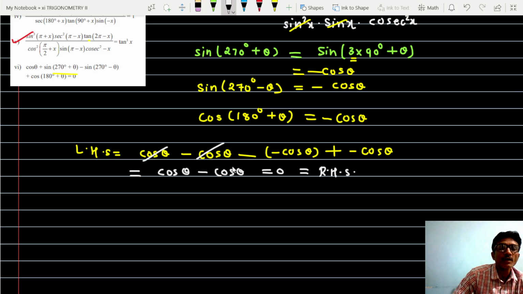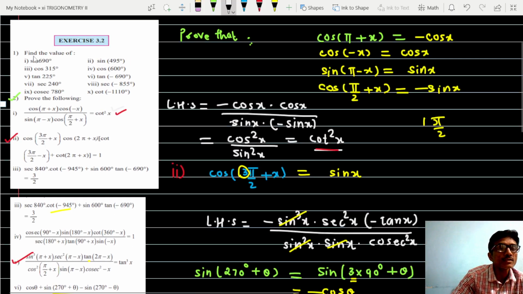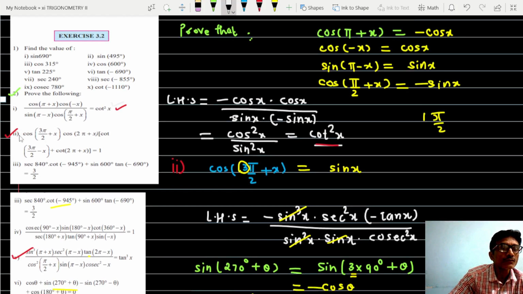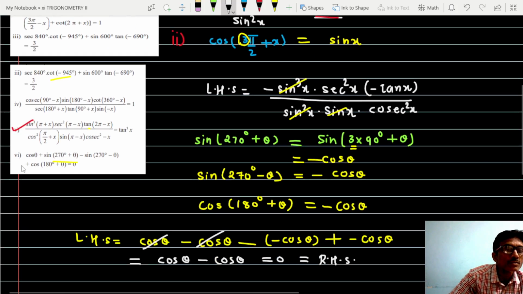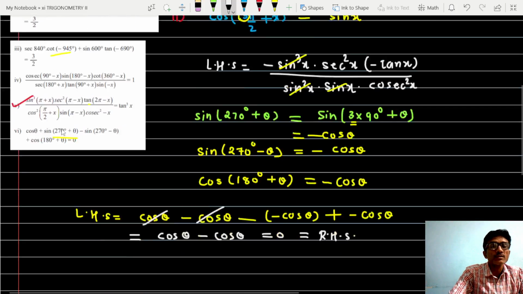Now in this way we have completed all the questions. There are 2 questions, and the second question has 6 sub questions in this exercise 3.2. The topic is Trigonometry part 2. So we have completed this exercise.